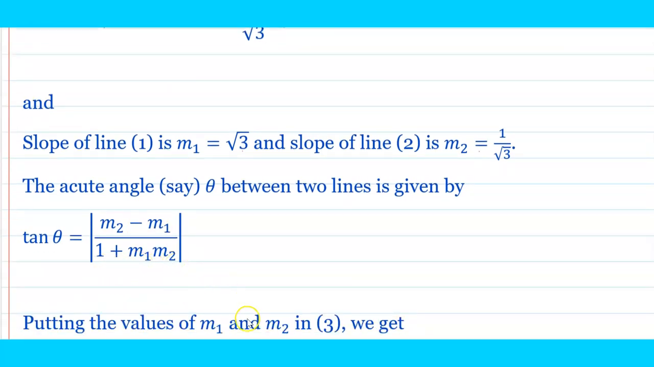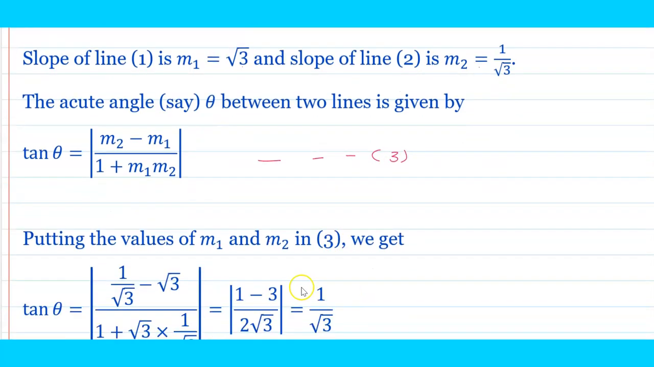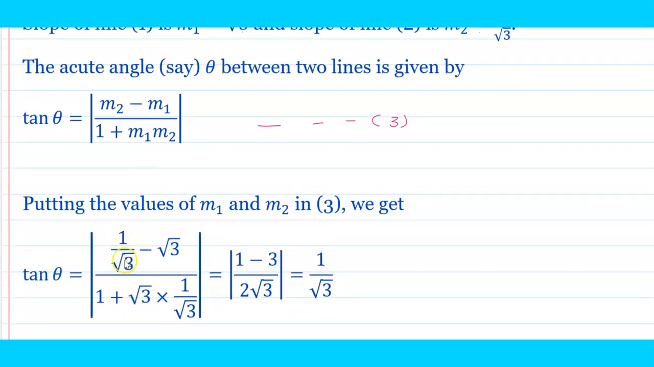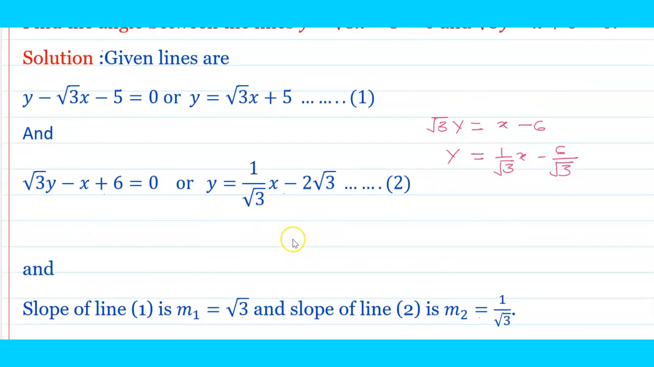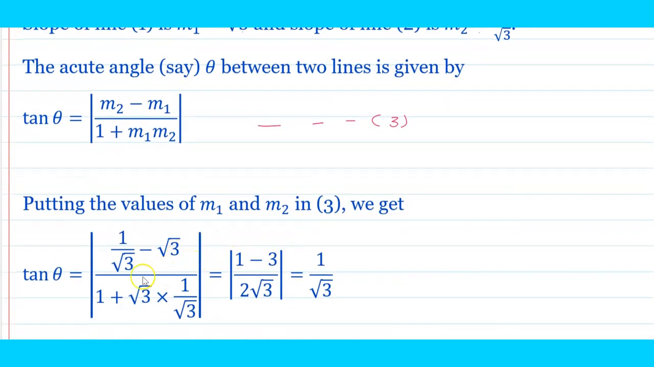Now putting the values of m1 and m2 in this equation 3. Then you will get m2 is 1 by root 3, and m1 is root 3, upon 1 plus m1 into m2, root 3 into 1 by root 3. This gets cancelled. Okay, and again the simplification.